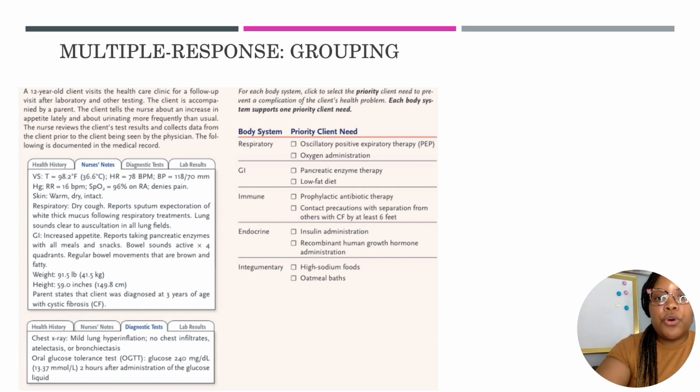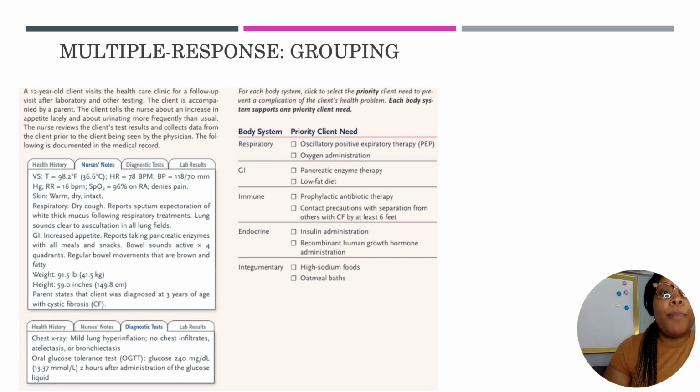So in our respiratory, it says oscillatory positive expiratory therapy or oxygen administration. So let's think about it. Which one are we going to choose? So we know that for sure this patient is dealing with cystic fibrosis. So did you pick that out as a key thing that you need to remember? That this patient has cystic fibrosis.